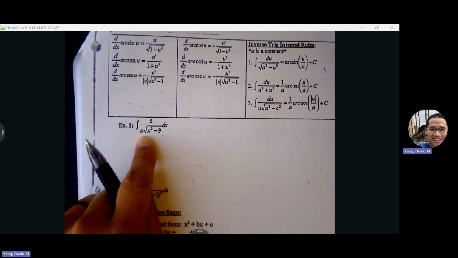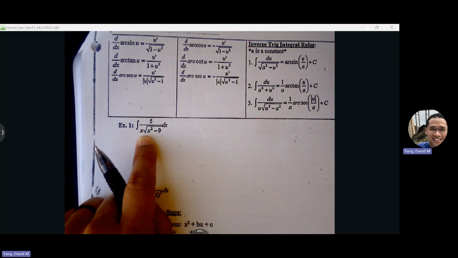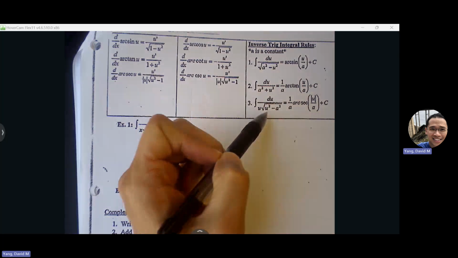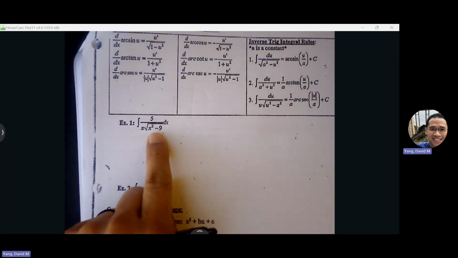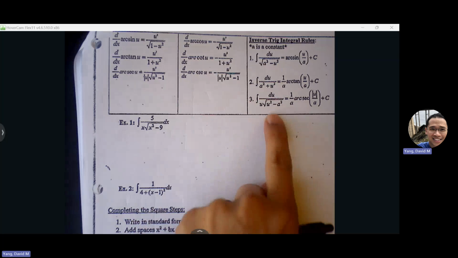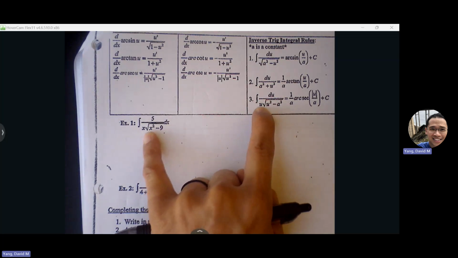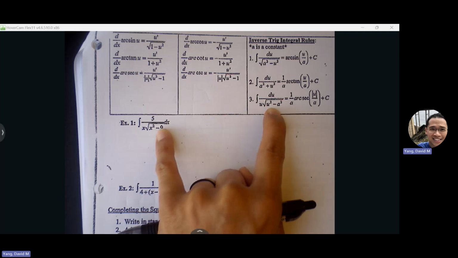So let's try example 1 here. If we are trying to match this up with one of our inverse trig rules, it looks like the best fit is going to be the third one, because we see a variable outside, we see a variable followed by a constant.